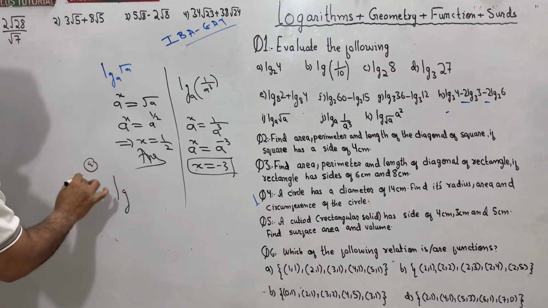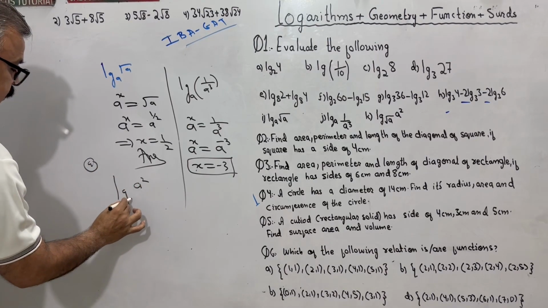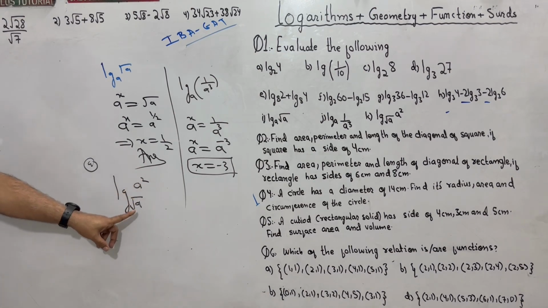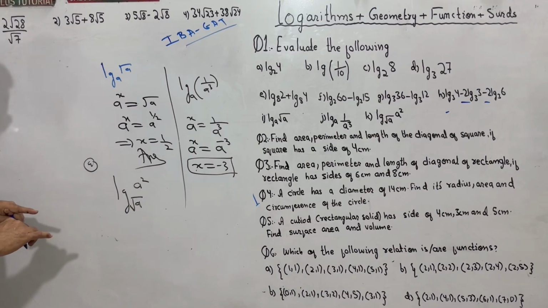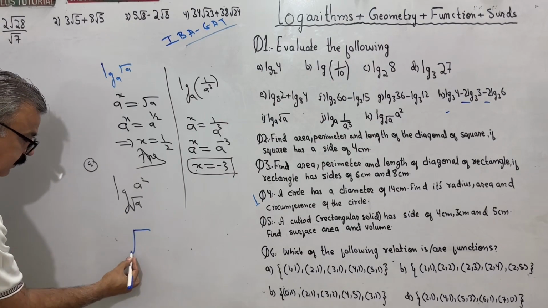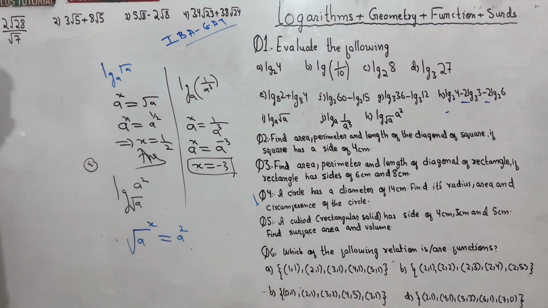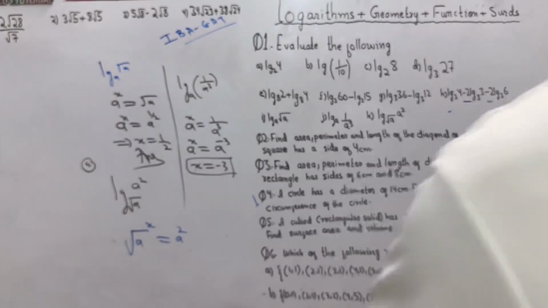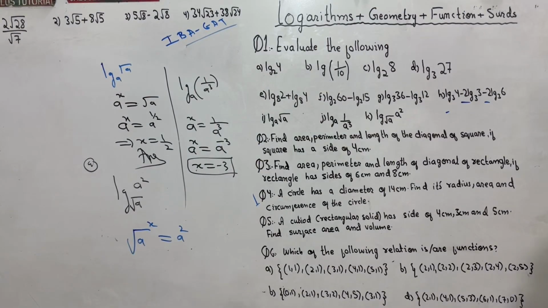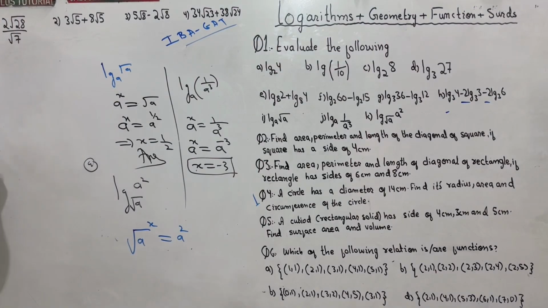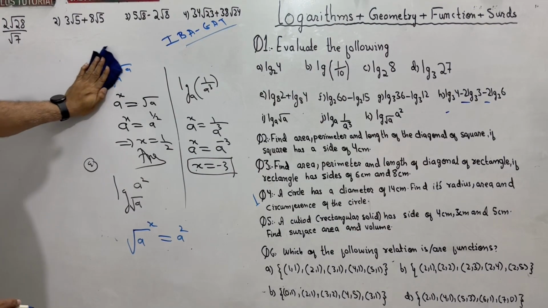Log of a square to the base root a. So it can be written as root a raised to what power to get a square. Let me check the angle whether we are in frame or not. It's cool. Let me solve this one here. Okay, let me erase these quantities first.